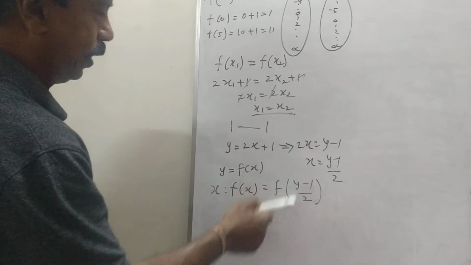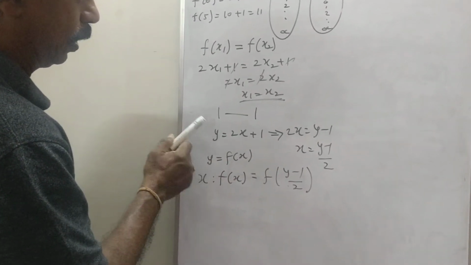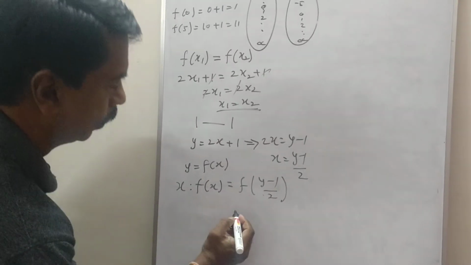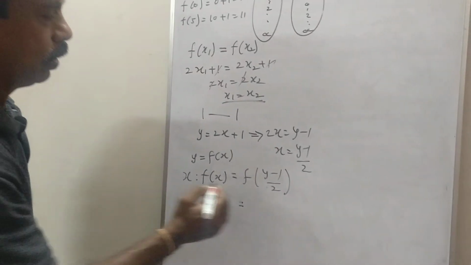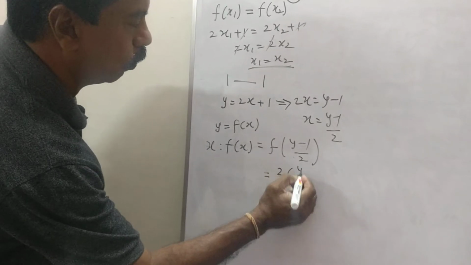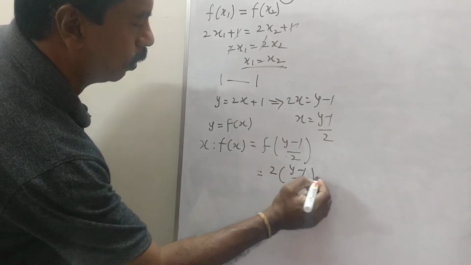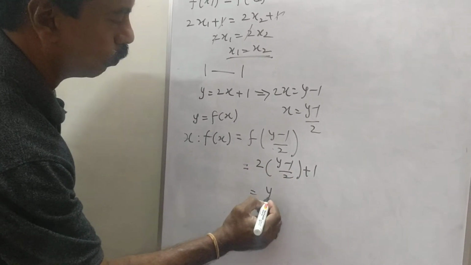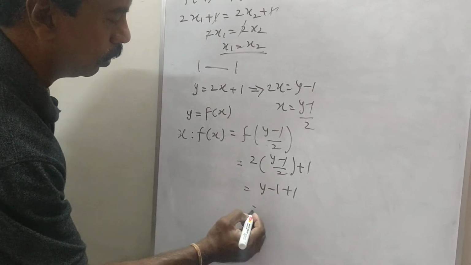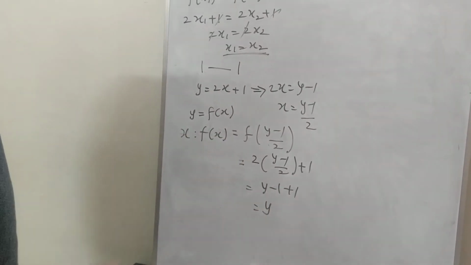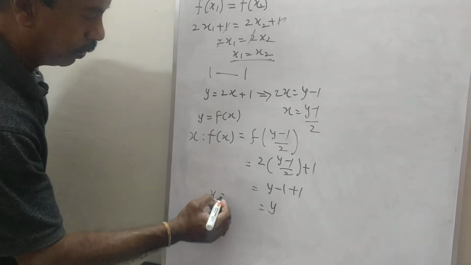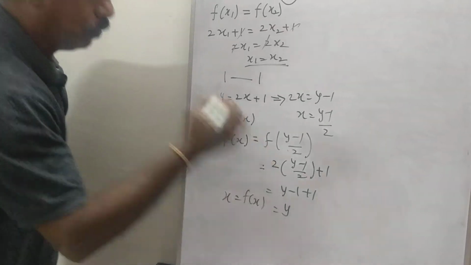That is, you find here what will be f of y. f of y will be twice y minus 1 by 2, plus 1. That is, you get y minus 1 plus 1, that you get y. That is, f of x is equal to y.